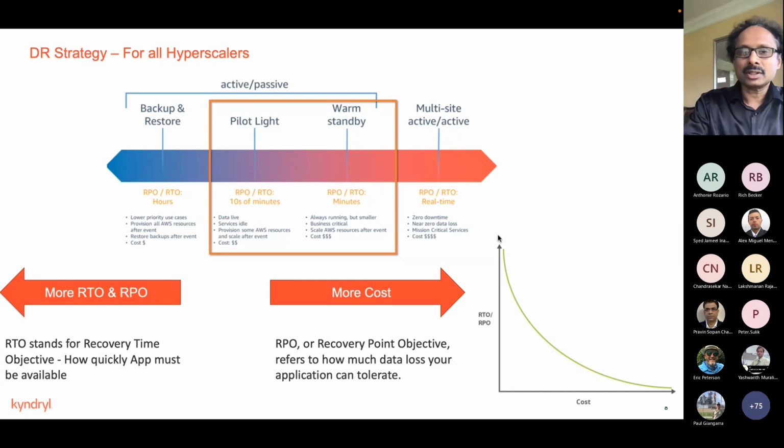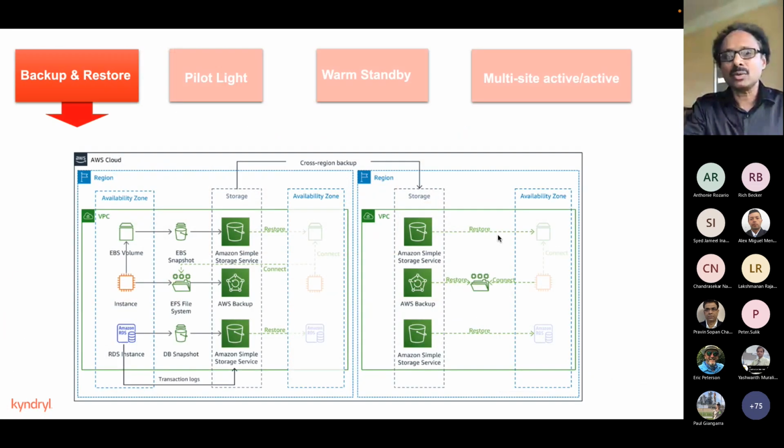So I'm not going to cover all these details, but let me go through a couple of architectures that we can utilize for each of these strategies that I explained. For example, backup and restore. That means we only back up the data in AWS. The cost is so low because there is no compute up and running in AWS other than just storage.